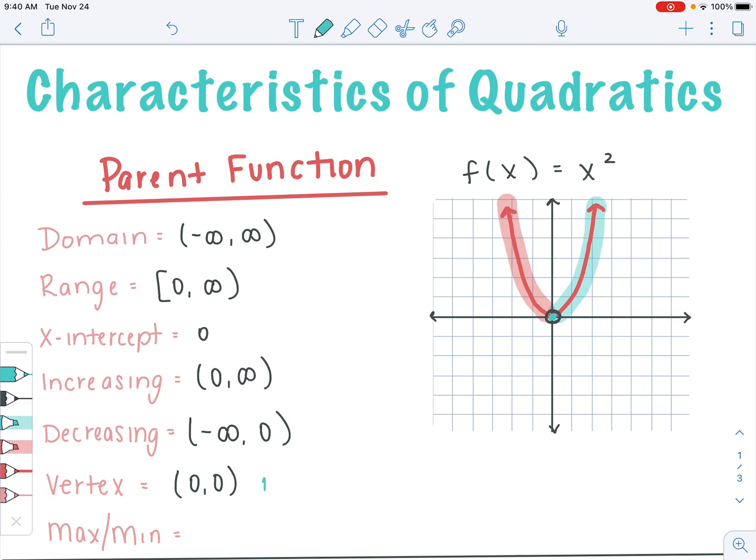I want to use coordinates to label the vertex. If I'm looking at my vertex, I see that it's the lowest point on the graph, so I know that means it's a minimum. And when I label my minimum, I just use my x value, remember, so my minimum is at 0.